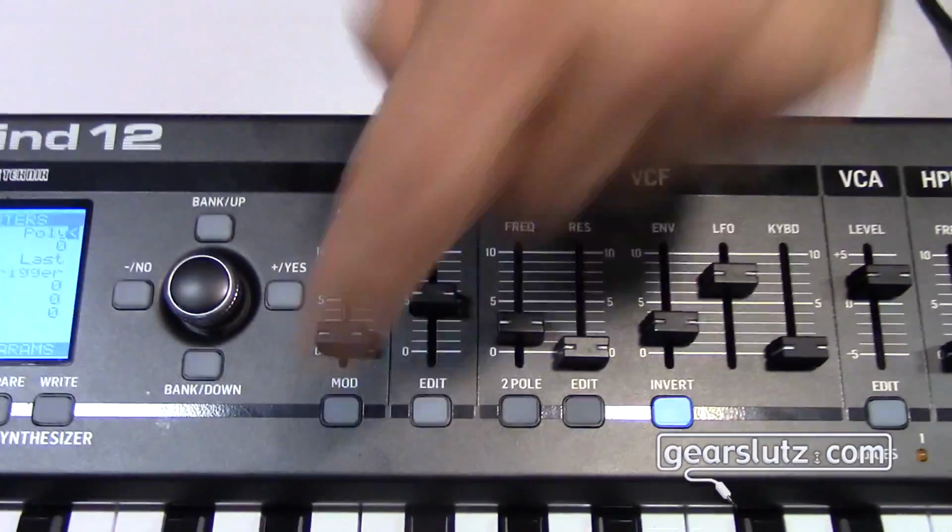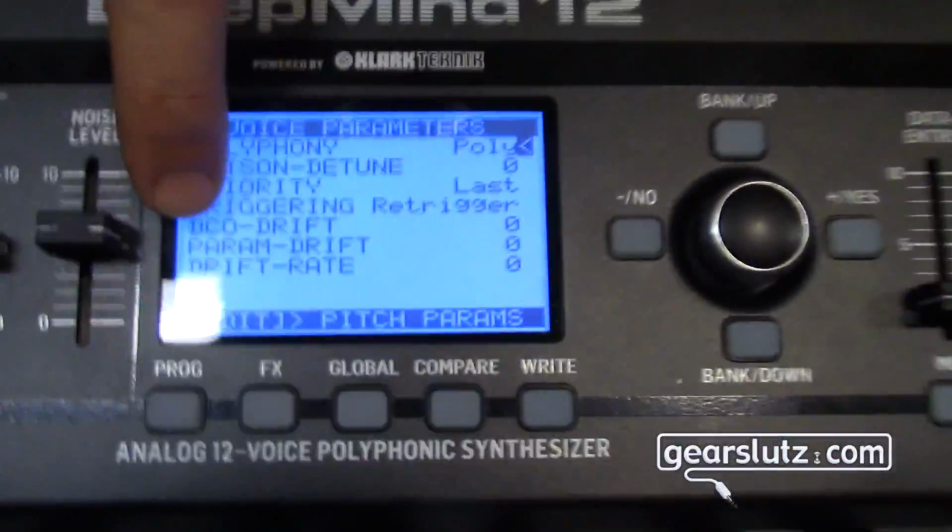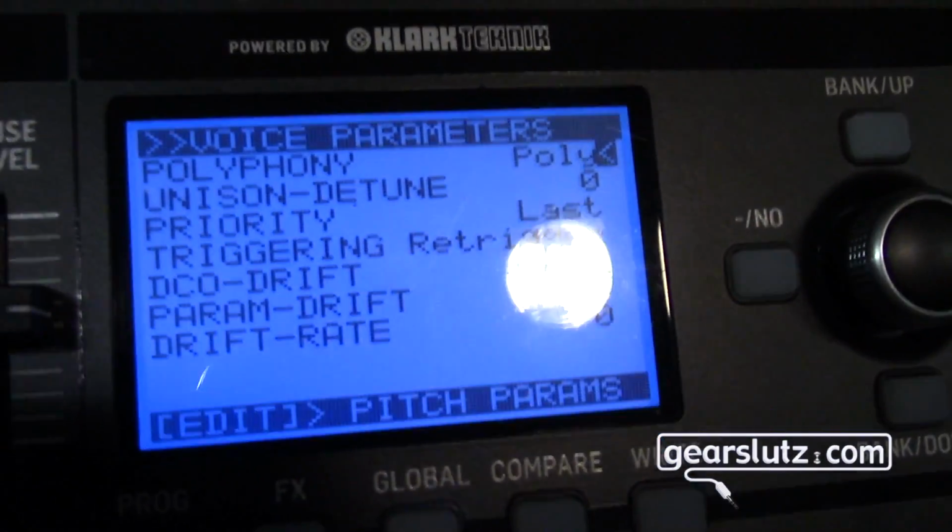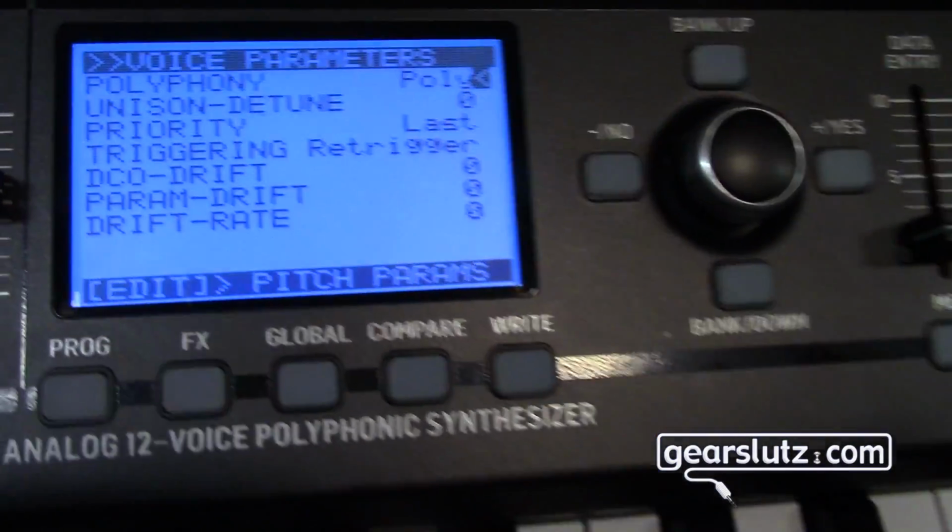Things like Unison detune, and we've got a param drift as well, which I'll go in here. We've got DCO drift, param drift and drift rate. All these are also modulation destinations as well. So you can get some really analog-esque things going on there, which are really, really interesting.